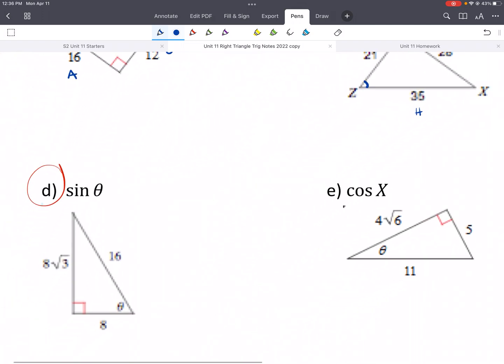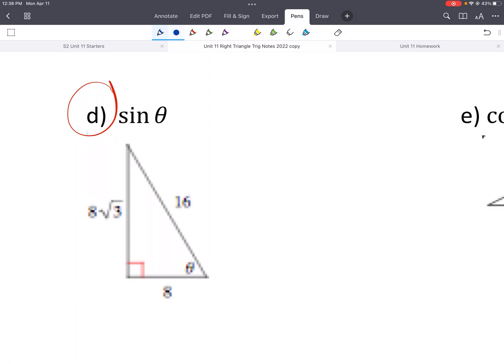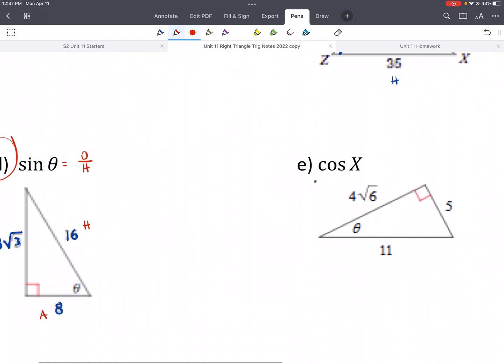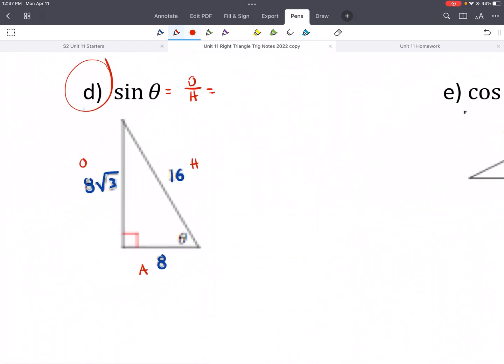Alright, so you might run into something where a side has like a root. If you can't see it, it's the square root of 3. This is 16 and 8. Alright, so we want to find sine of theta. What's that ratio? Again, maybe we'll start with labeling our sides. This would be hypotenuse, opposite, and adjacent. And sine is opposite over hypotenuse. So again, we look at SOHCAHTOA up here, it's opposite over hypotenuse. So we'd have O, which is 8 square roots of 3, over H, which is 16.